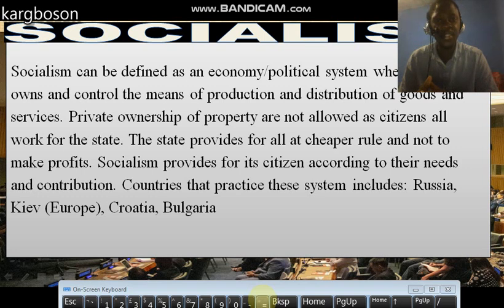Countries that practice this system include Russia, Kiev, that is in Europe, Croatia, Bulgaria. These are examples of countries that practice socialism. So in other words, it's an economic or political system where the means and production of goods and services are being owned and controlled by the state and not by private individuals. So in socialism, the state works towards the development of everybody.